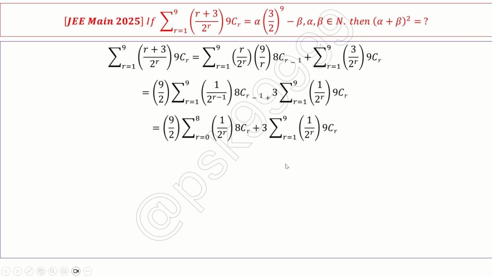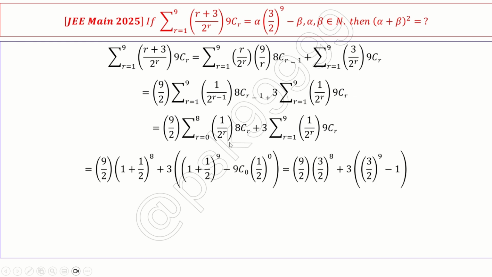Next, if you see this expression, this is nothing but (1 plus 1 by 2) whole to the power of 8. You will have 9 terms, 8C0 to 8C8, starts with 1 to the power of 8 and ends with (1 by 2) whole to the power of 8, correct? That is what this is exactly. So I can simplify this first term as 9 by 2 times (1 plus 1 by 2) whole to the power of 8, and the second term is 3 times.